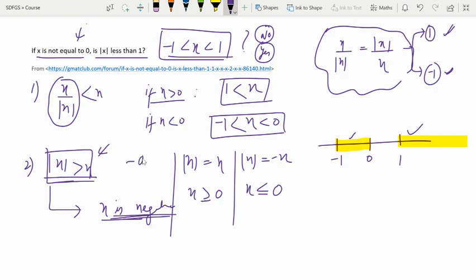Now, x can be minus 0.5 also and minus 5 also. If minus 5, the answer is no. Minus 0.5, the answer is yes. So statement 2 alone is also not sufficient.